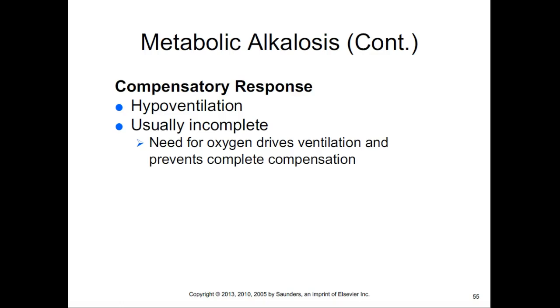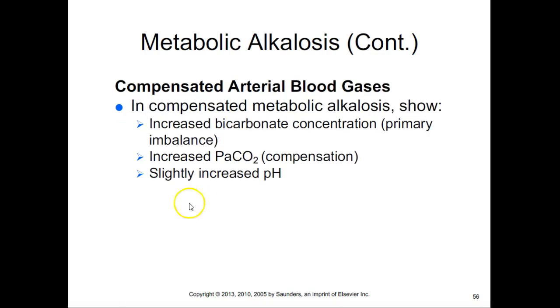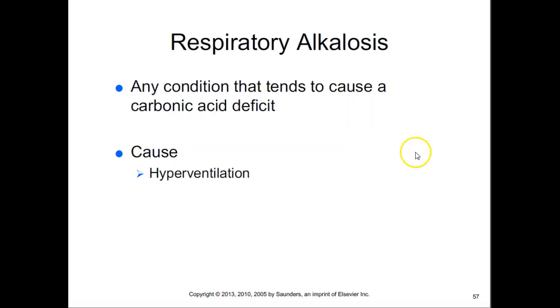Remember, if you're looking at your equation, you want to go to the right to make more hydrogen ions. So you're going to breathe less so we can get rid of less carbon dioxide. The need for oxygen drives ventilation and prevents complete compensation, so obviously the compensation is not complete. In a compensated metabolic acidosis, our ABGs show increased bicarbonate concentration, increased partial pressure of carbon dioxide, and slightly increased pH.